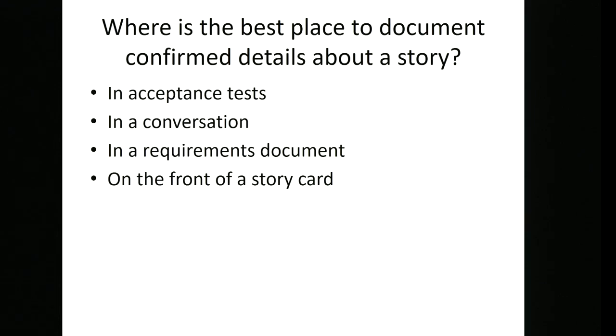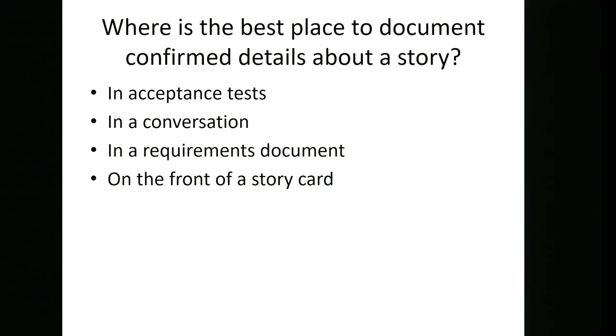I would say probably a conversation is not where you document anything, so we can rule that out, right? That's fair enough. And indeed, no one put that. You could have them in a requirements document. This is an option. You could have them on the front of a story card. This is an option too. So these are both things that, it's possible, right? It's not beyond the realms of possibility that we might document confirmed details about a story in one of these. In Agile, we tend not to have requirements documents or specifications in the traditional sense, but we could put notes on a story card, certainly.